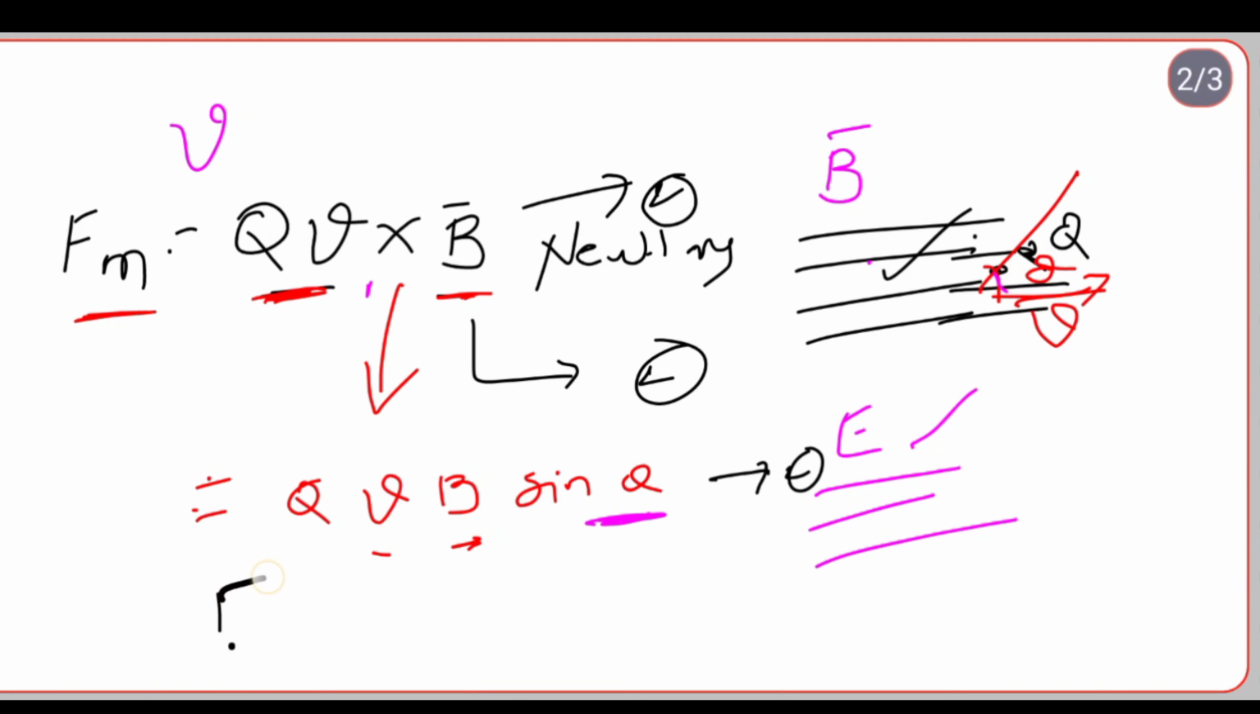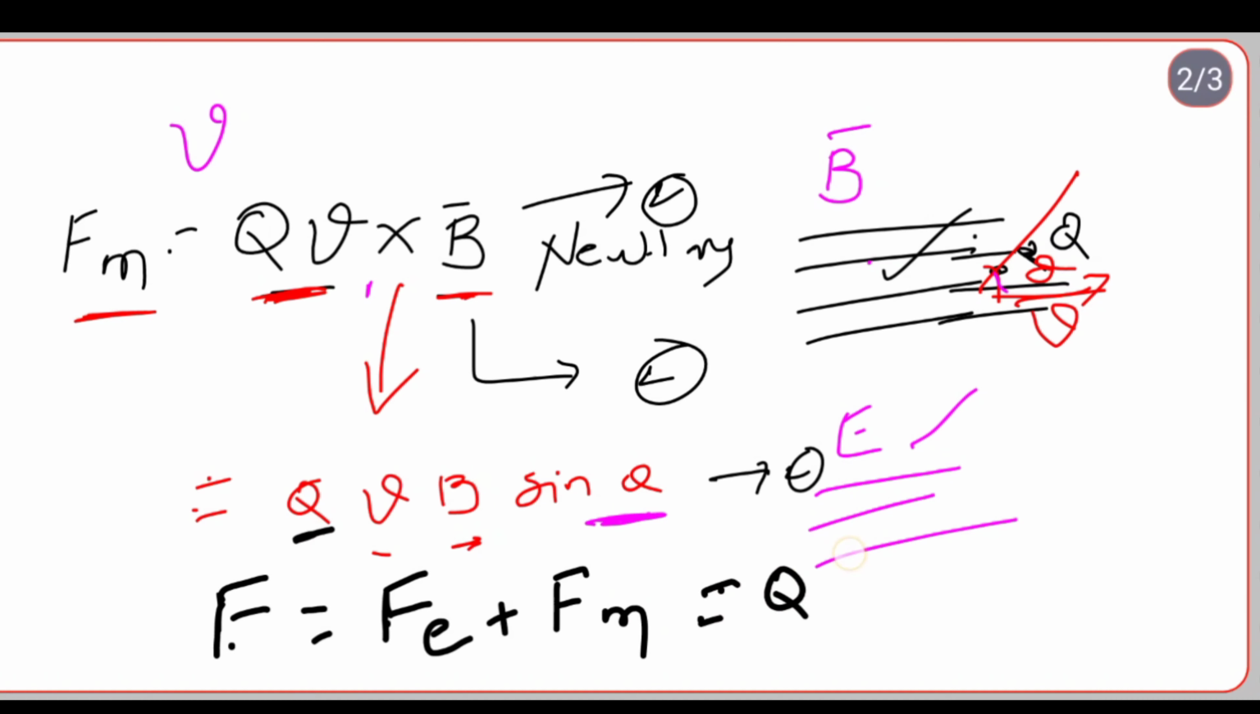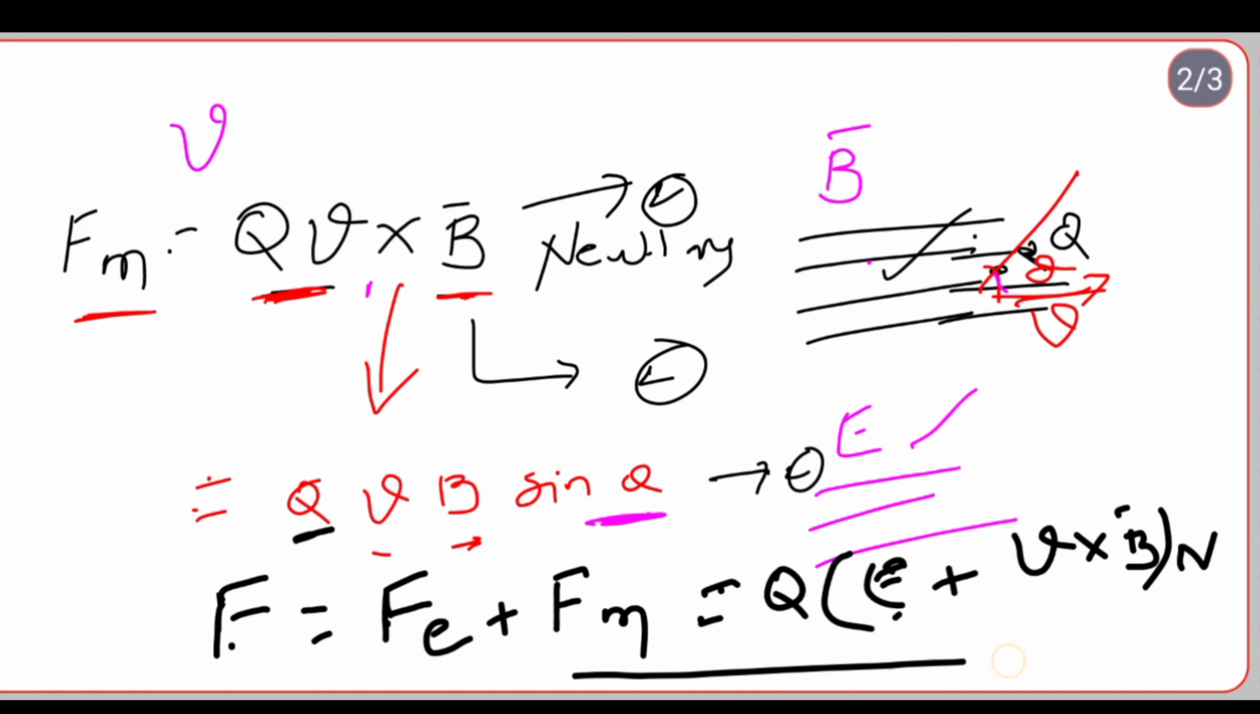Therefore, the total force F on the moving charge is given by F equal to FE plus FM. If you add equations 1 and 2, the common term is Q. The common term is Q in both equations: F equals Q into E plus V cross B, where V and B are vectors. It is the total force on a moving charge. The above equation is called the Lorentz force equation.